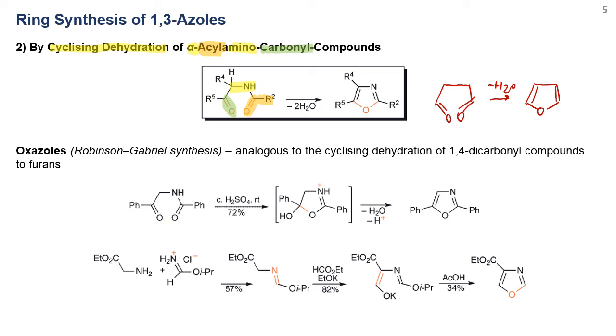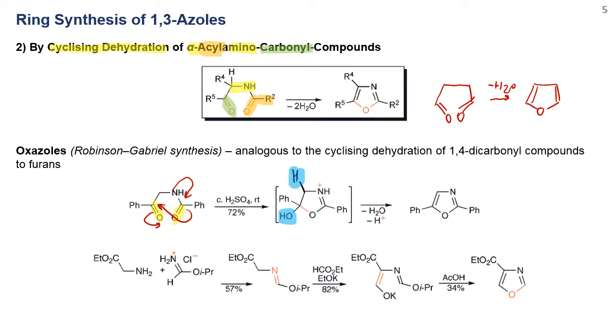If you look at this example, the Robinson-Gabriel synthesis, starting from the alpha acyl amino carbonyl compound, you can use the lone pair of the nitrogen to attack the ketone, and once you close the ring, you can make it aromatic by removing this water from the molecule, and then you get the oxazole.